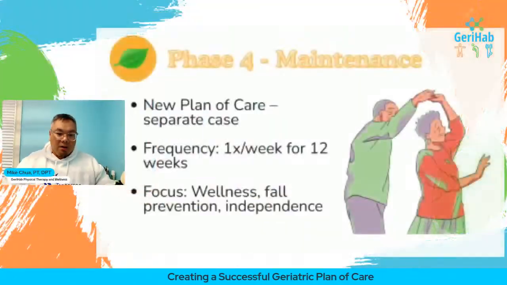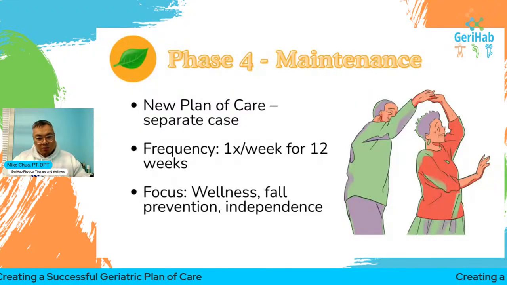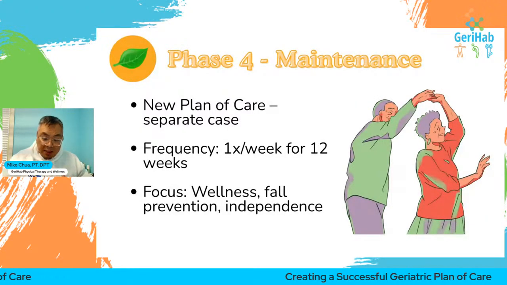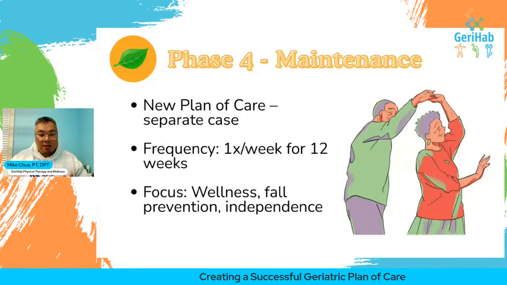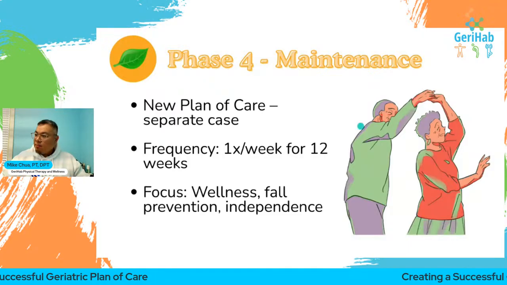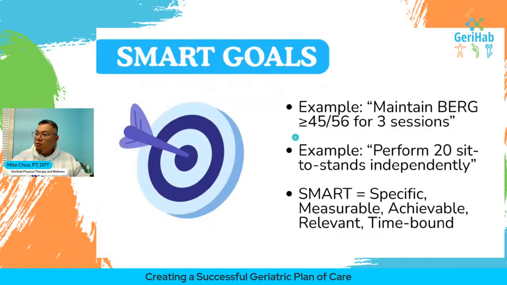So the usual frequency that we use for a maintenance plan of care is 1 time a week, especially for MS, Parkinson's, Alzheimer's, dementia. The focus is fall prevention and independence. So, SMART goals: maintain Berg to 45 of 56 for 3 sessions.